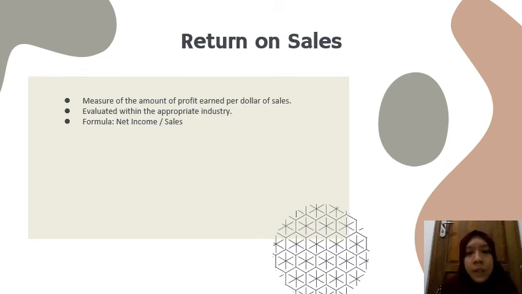Next is return on sales. Return on sales is a measure of the amount of profit earned per dollar of sales. Return on sales is evaluated within the appropriate industry. The formula of return on sales is net income divided by sales.